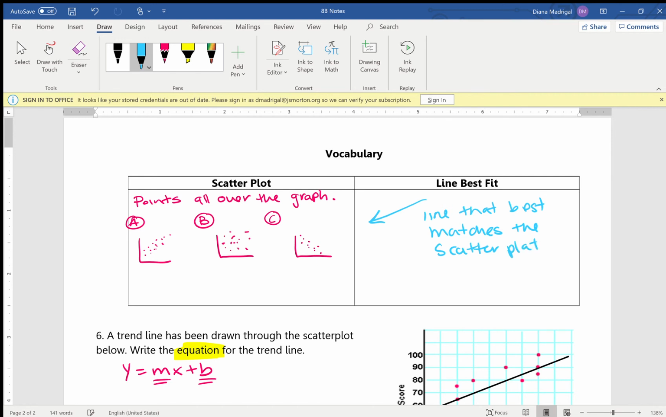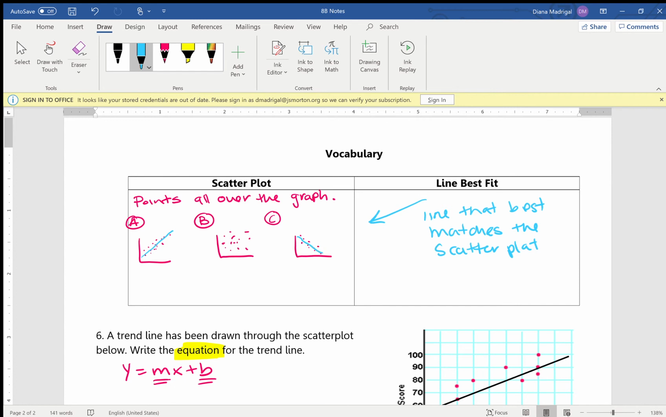For instance, option A, I see that all my scatter points are going up. They're all over, but I can imagine a line going up here. For option B, my scatter plots are all over the place, so this will actually have no solution. I can't find a line that best fits this graph. For C, I see that all my scatter points are going down, so this one has a decrease.